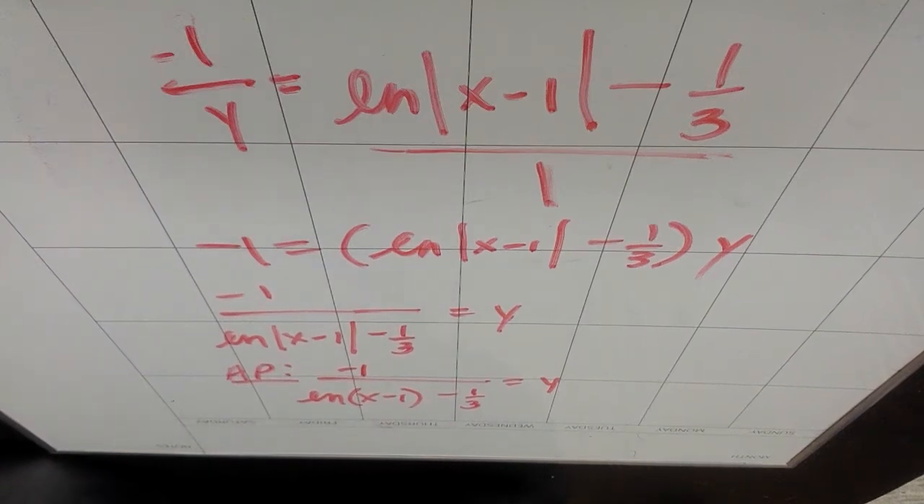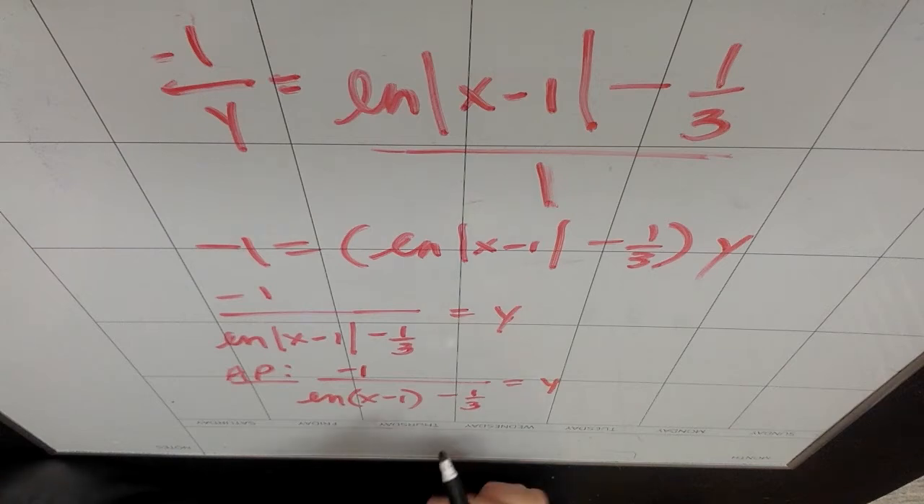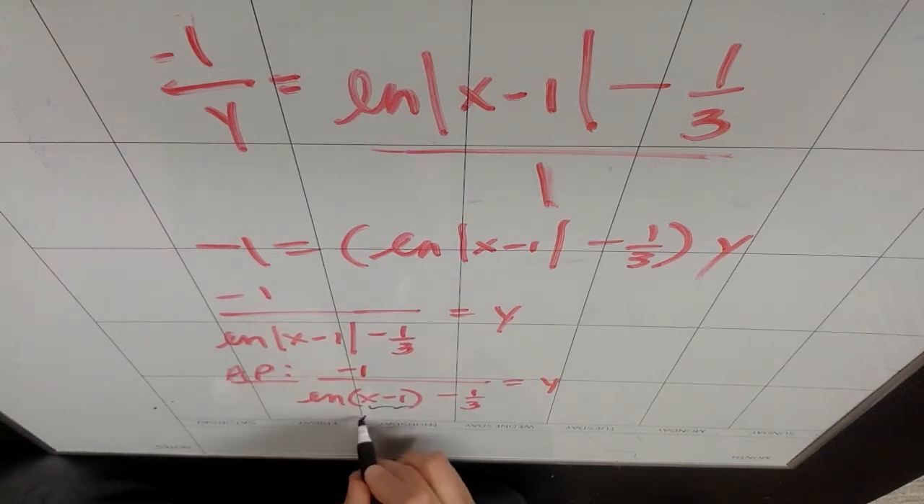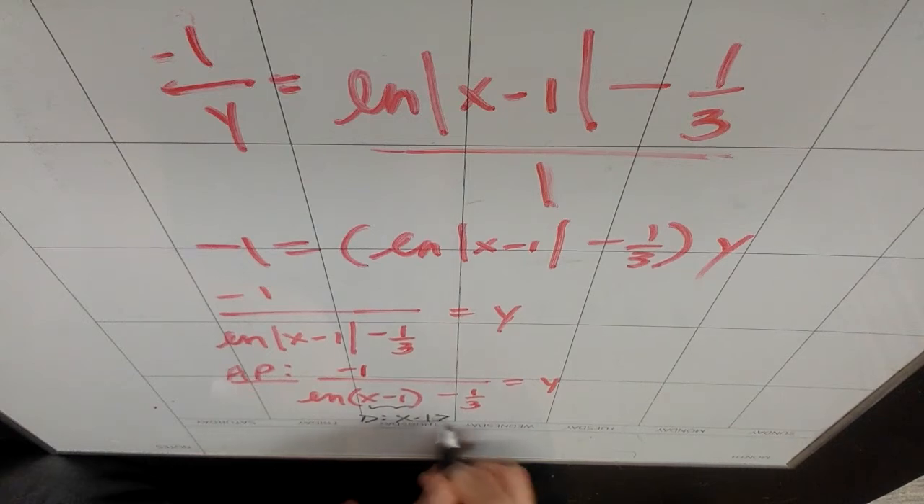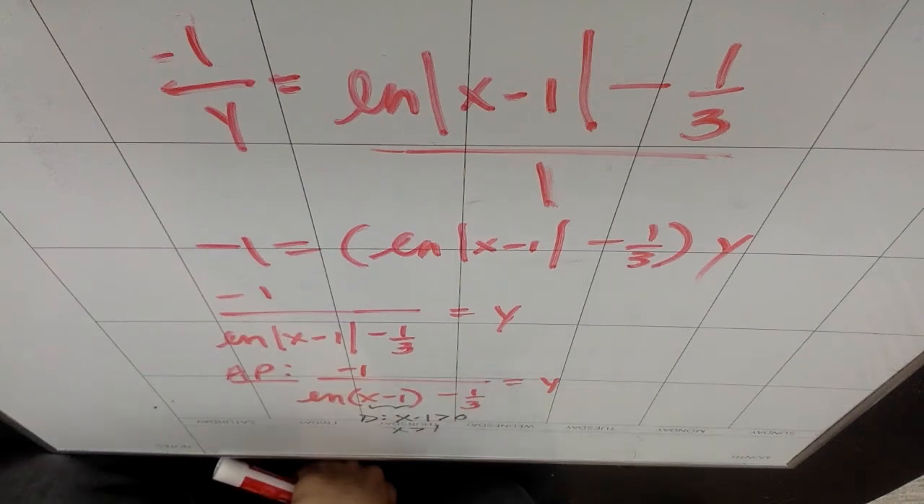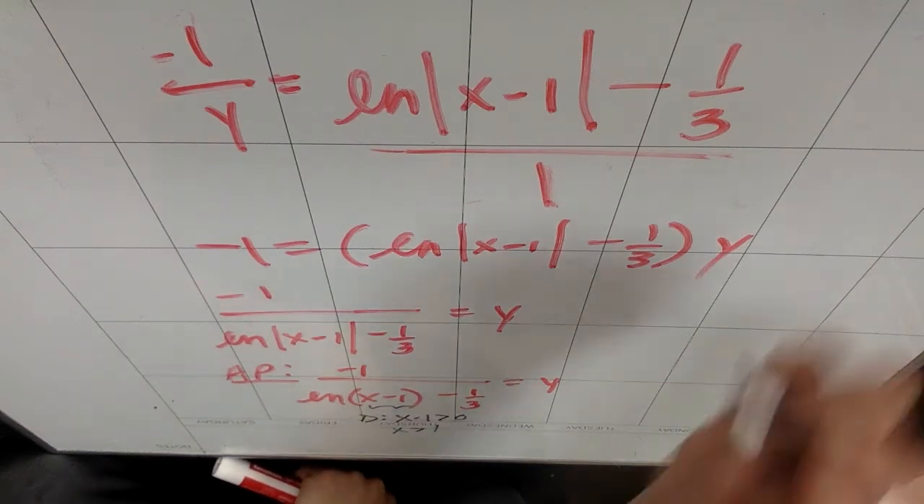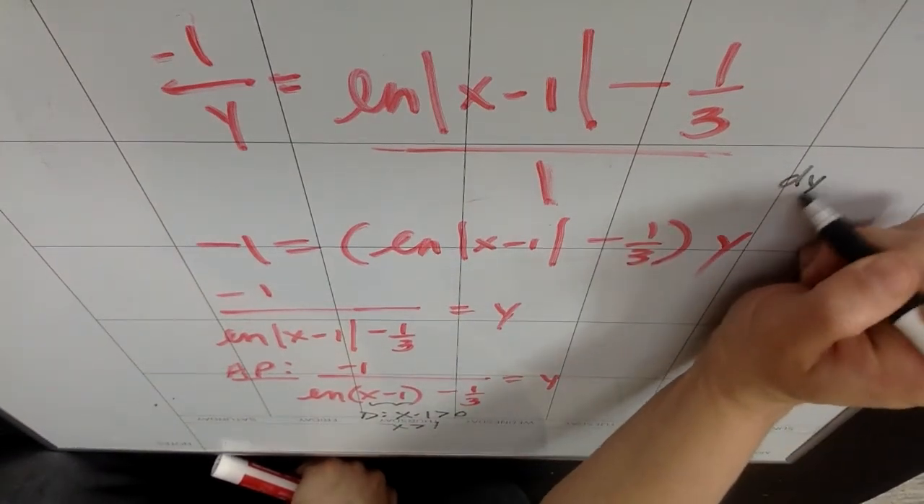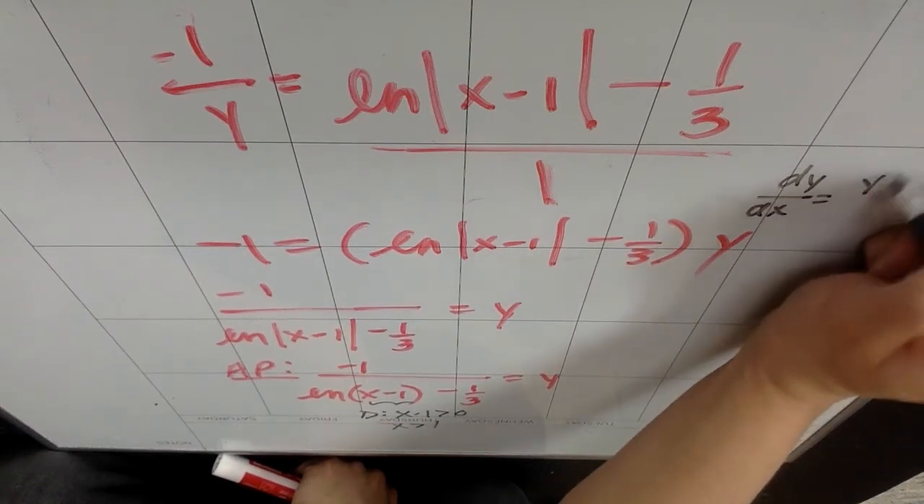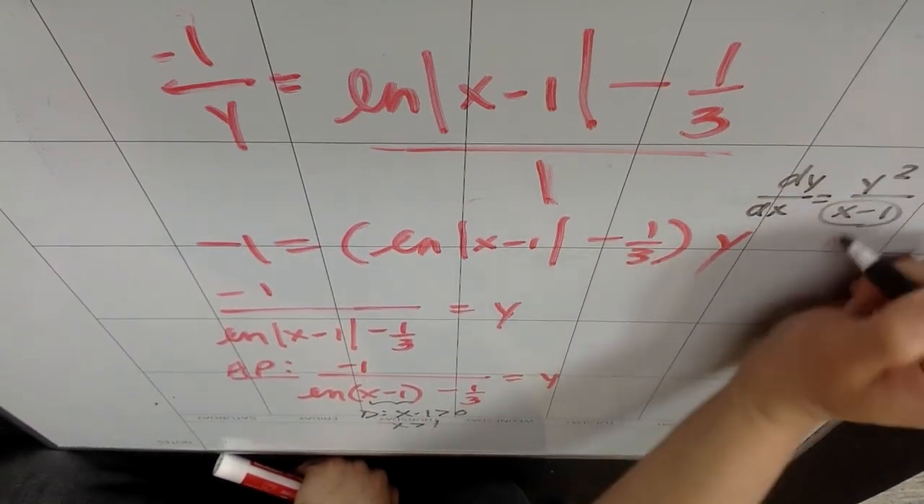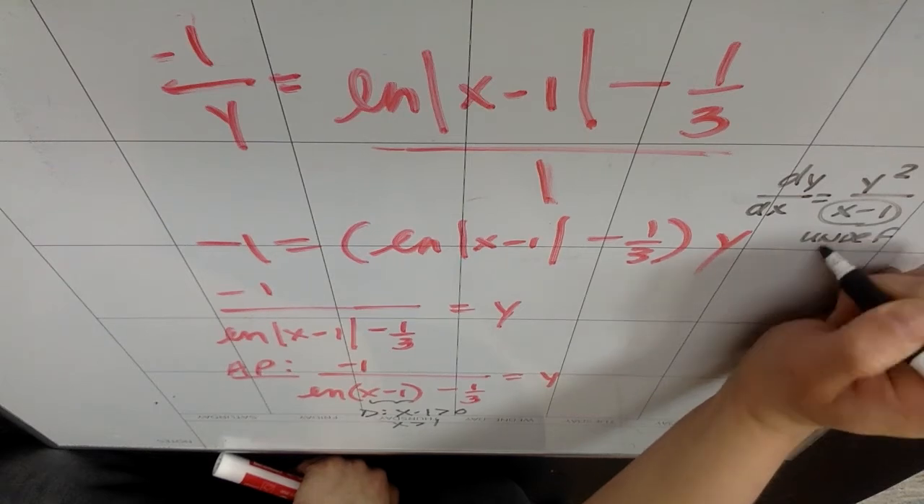Now, what that's saying is that because the natural log of 0 is not a thing, there is a domain restriction on this, that x minus 1 would have to be greater than 0, so x is greater than 1, right? There would be a domain restriction there. But if you think back to the slope field we drew, the slope field had a vertical asymptote. It was undefined. If we look back at the original dy dx, it was y squared over x minus 1. See how this thing is undefined if x is 1?